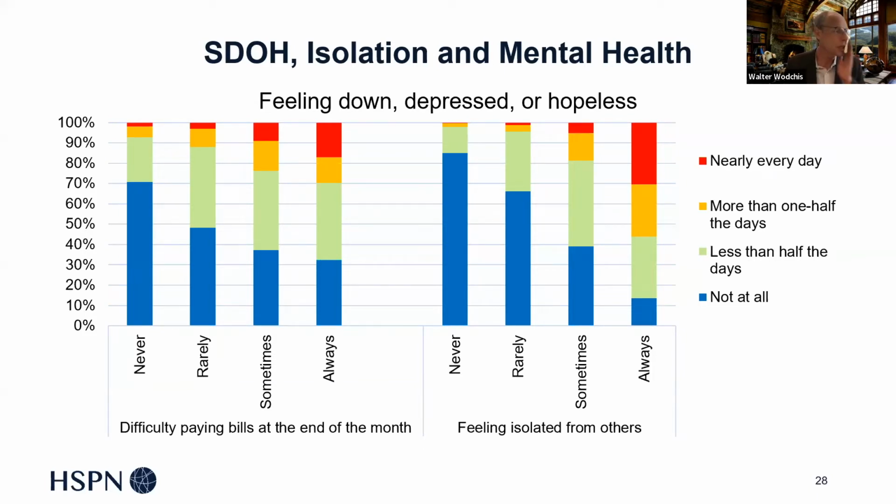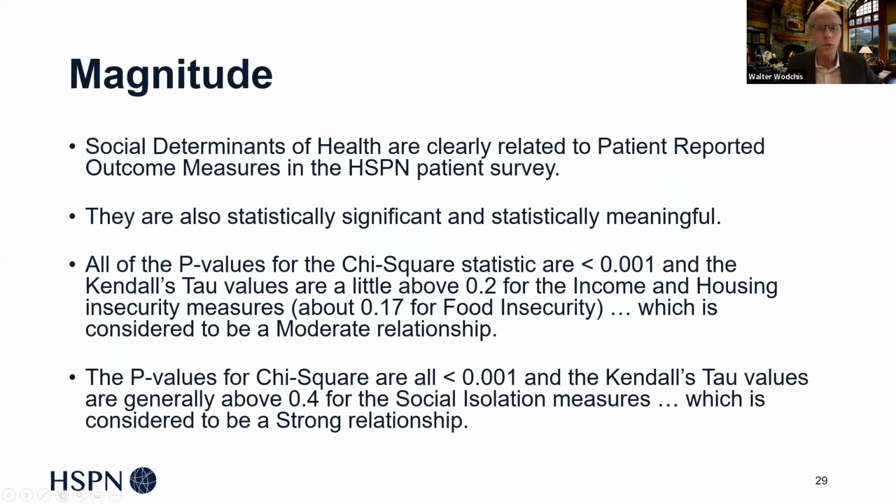I'll just have a few summary comments here, and then I have one or two more data points. First off, realize the magnitude. Social determinants of health are clearly related. I think those graphics, I don't need to make them more blatant than that. I'm just showing you the data that we have. They're also statistically significant. We've done the statistics, and they're statistically meaningful.